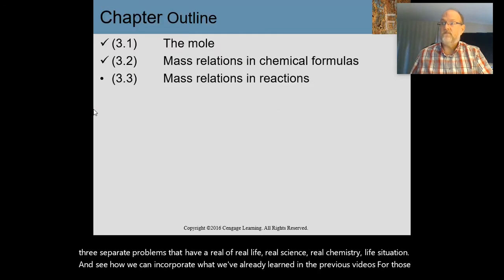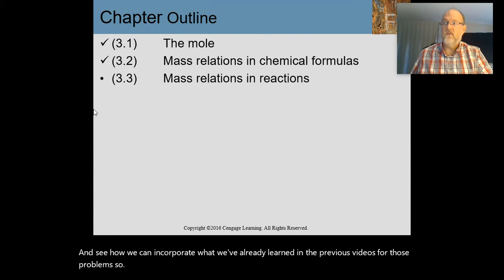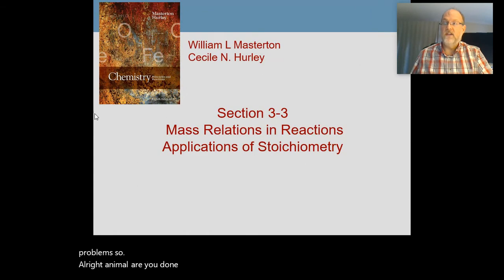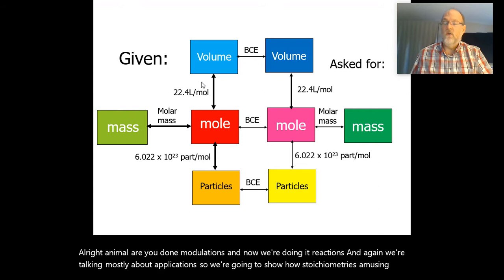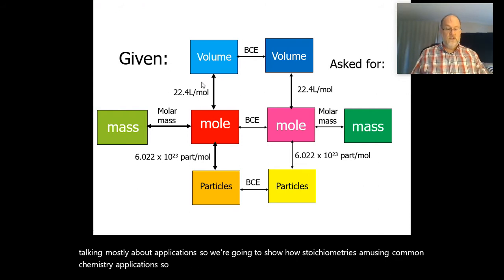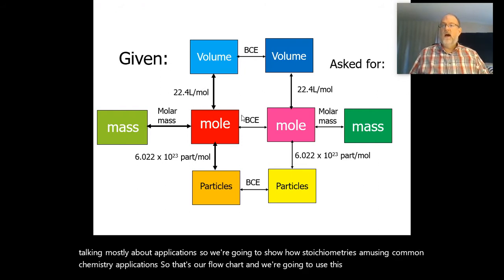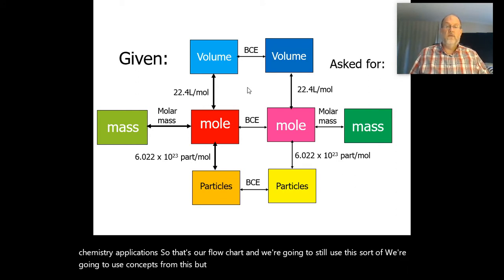So, already done the mole, already done mass relations, and now we're doing reactions. And again, we're talking mostly about applications. So we're going to show how stoichiometry can be used in common chemistry applications. So that's our flow chart, and we're going to still use this, sort of. We're still going to use the concepts from this, but we're going to stretch out a little bit in regard to applications.